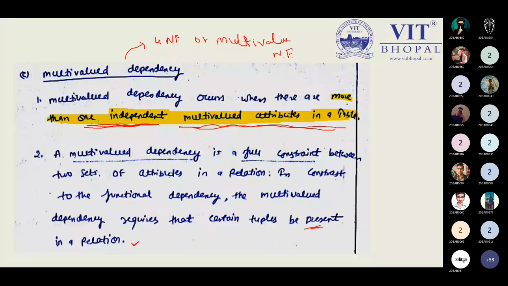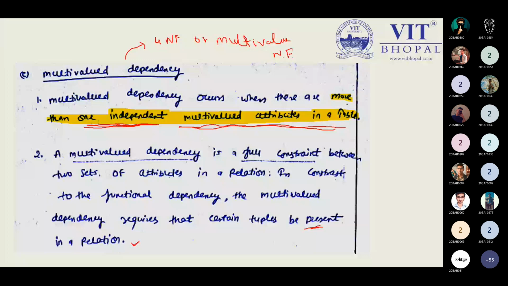And look at its definition. A multivalued dependency is a full constraint between two sets of attributes in a relation. In contrast to a functional dependency, the multivalued dependency requires that certain tuples be present in a relation. Please keep in mind this important term.